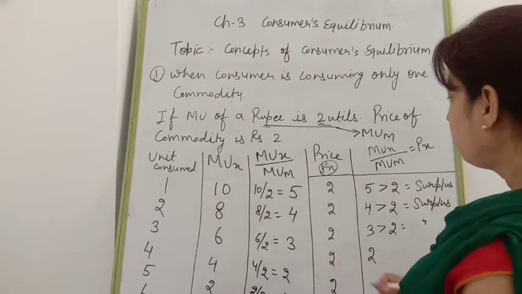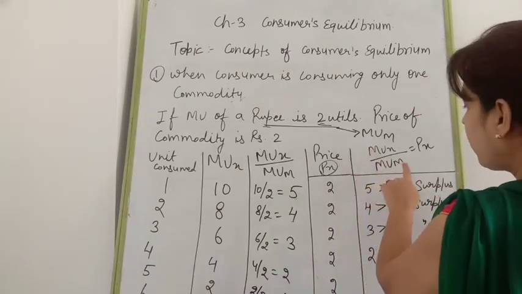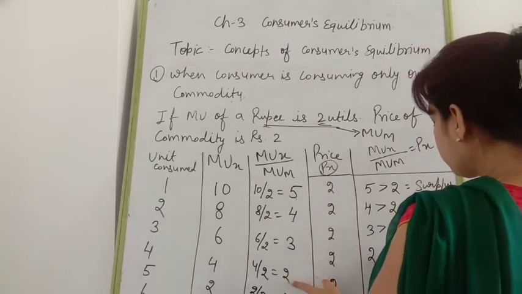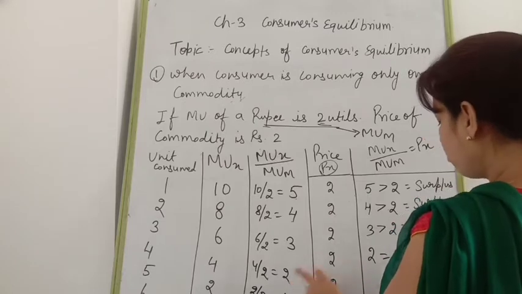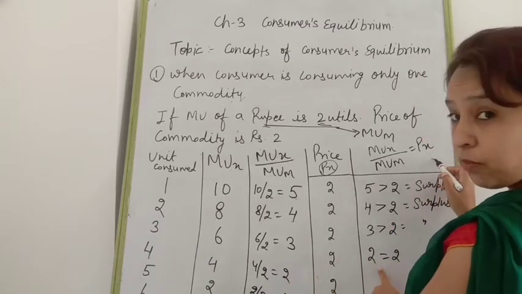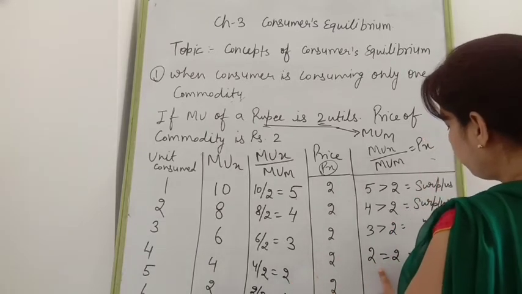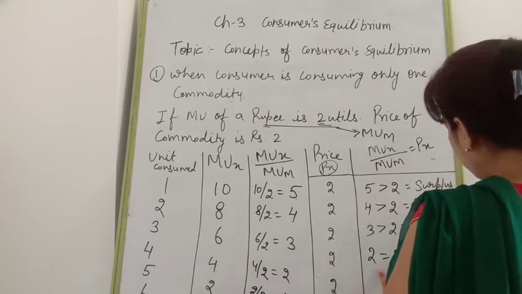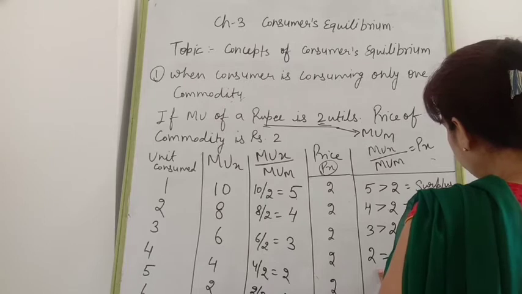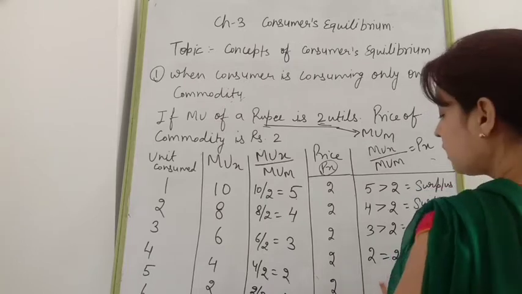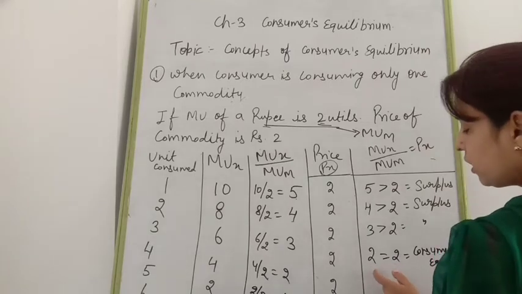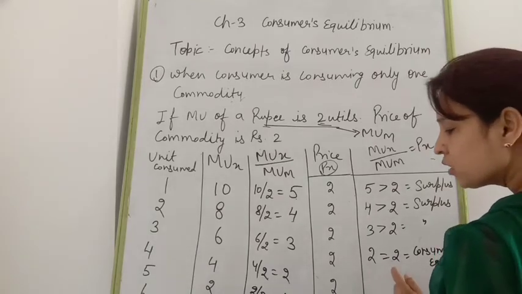MUX divided by MUM equal to PX. How much is it? 2. And the price, how much is it given? That is 2. It means that is the equal point. Both are equal. So this point is known as the consumer equilibrium point. After this point he will not change his consumption. It means he will not continue his consumption after we get this point.